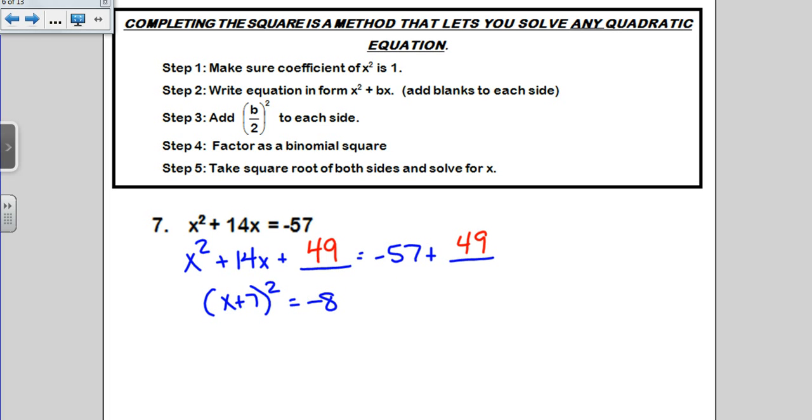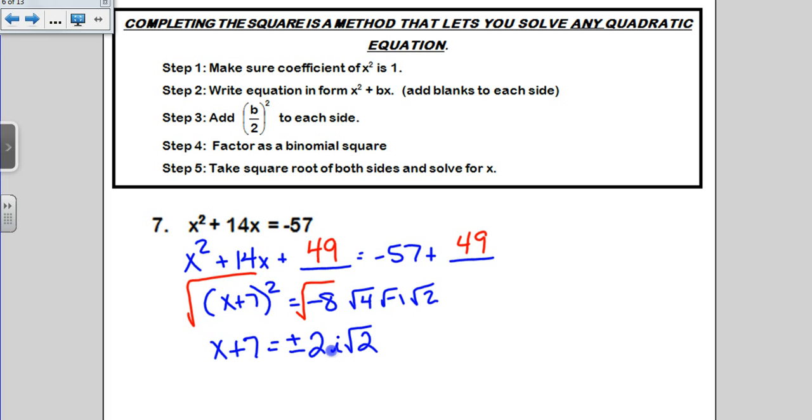Okay, now this is just like something in section 5.4. We're still going to square root it, but if you remember from section 5.4, when you square root something that is negative, you've got to think about introducing the number i. So we still have plus or minus. When I break down negative 8, I'm going to say it's the square root of 4 times the square root of negative 1 times the square root of 2. So that's going to reduce to plus and minus 2i square roots of 2. And then our final answer would be, if I subtract that 7 over, I'm going to get negative 7 plus and minus 2i square roots of 2.